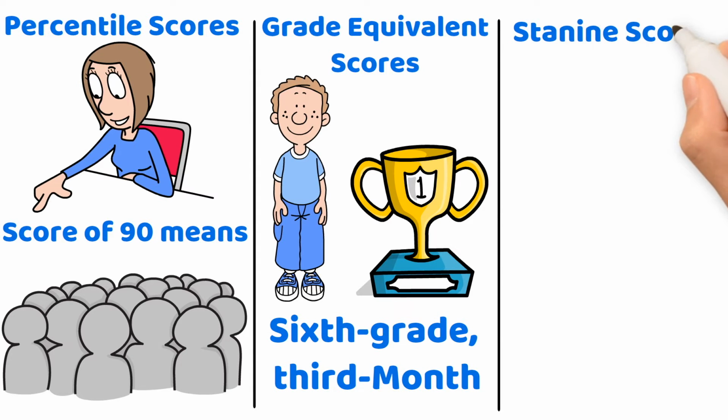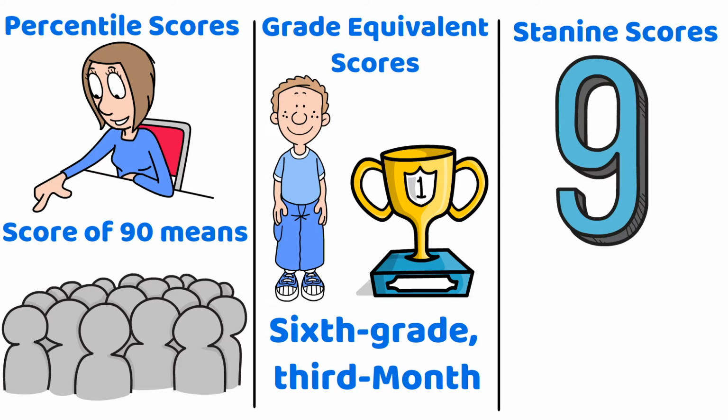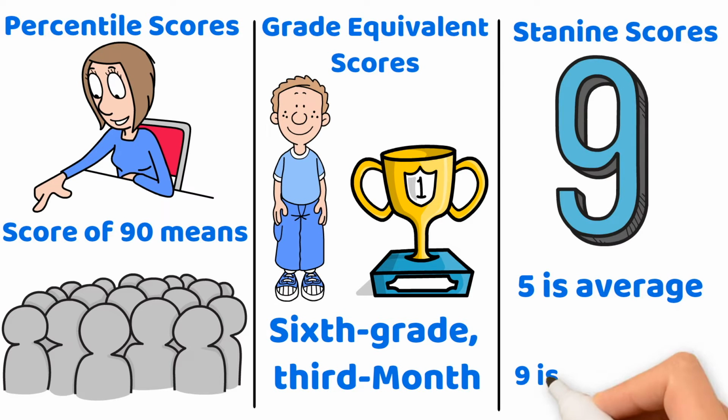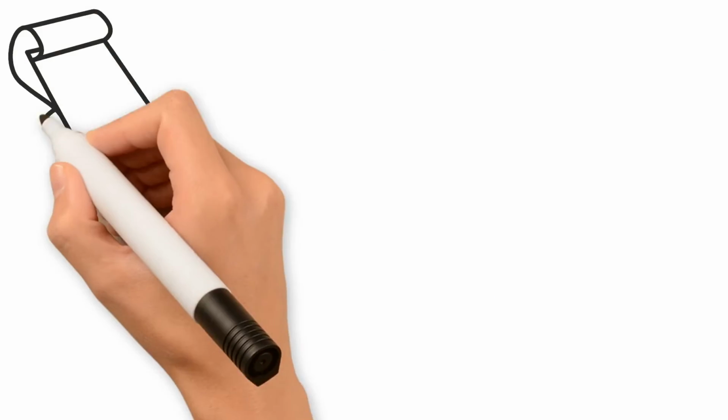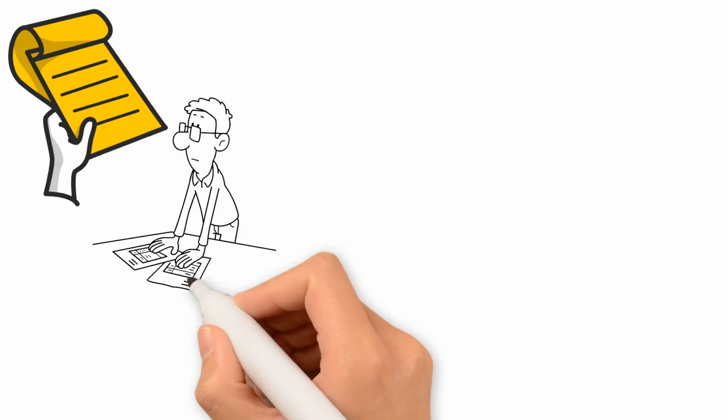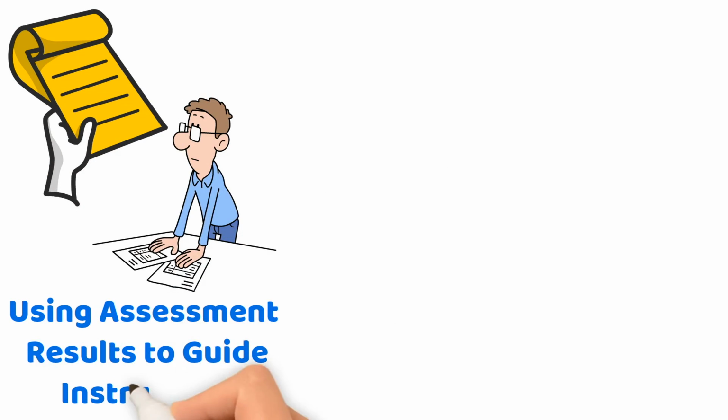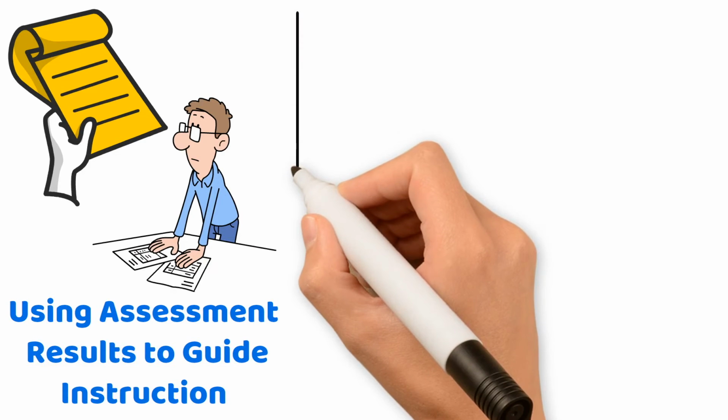Stanine scores. These are based on a 9-point scale, where a score of 5 is average and 9 is the highest. A key factor that you will likely see on test day will test your knowledge of using assessment results to guide instruction. The cycle of assessment is ongoing.